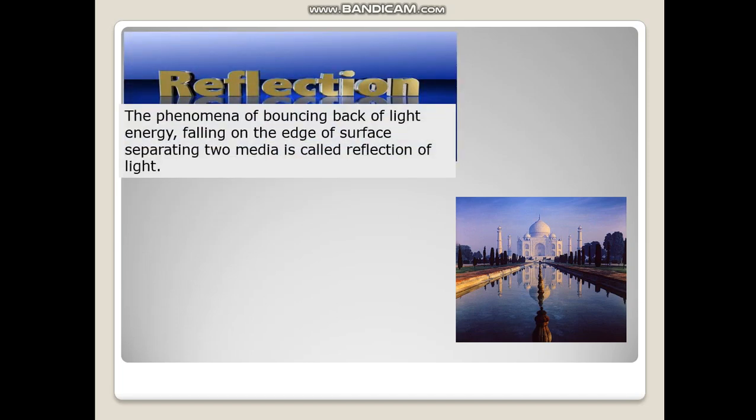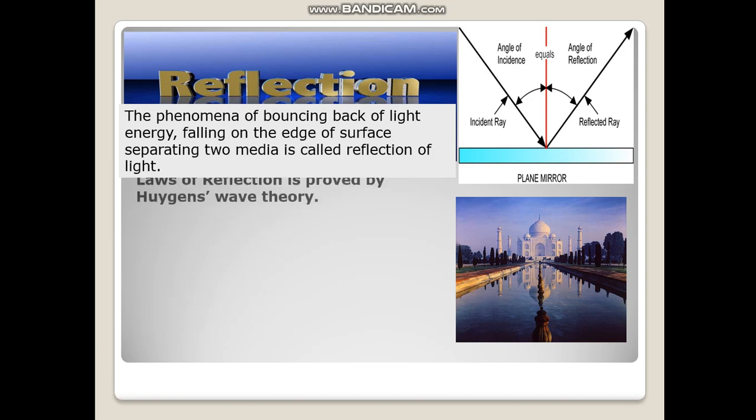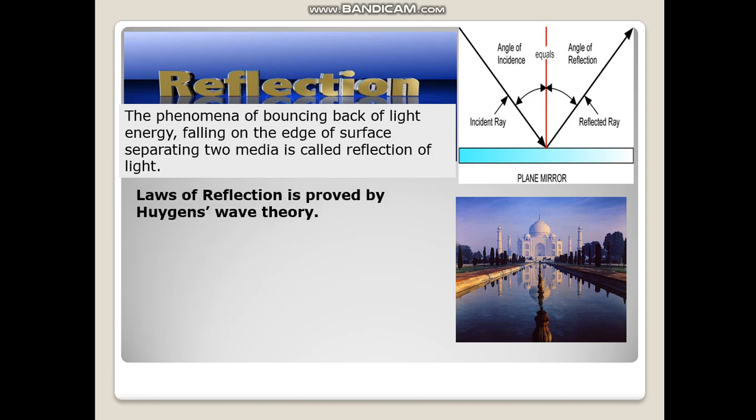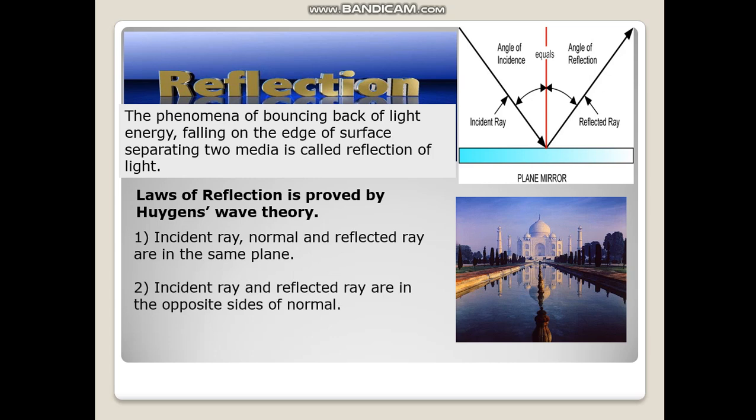The phenomenon of bouncing back of light energy, falling on the edge of a surface separating two media, is called reflection of light. The laws of reflection are proved by Huygens wave theory. The laws are as follows: the incident ray, normal, and reflected ray are in the same plane. The incident ray and reflected ray are on opposite sides of the normal. The angle of incidence is equal to the angle of reflection.